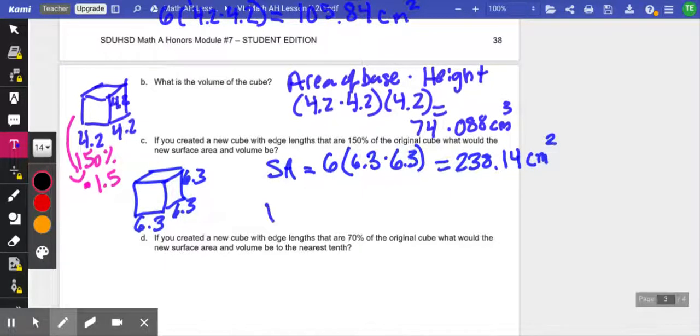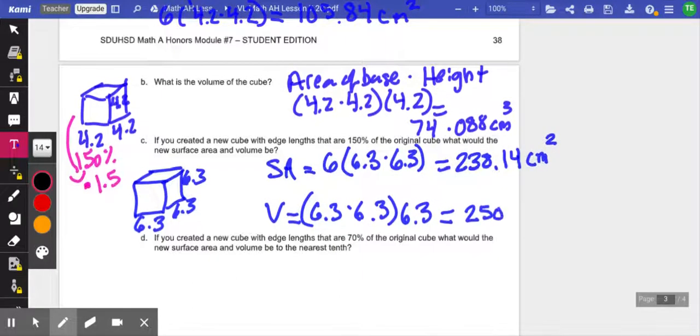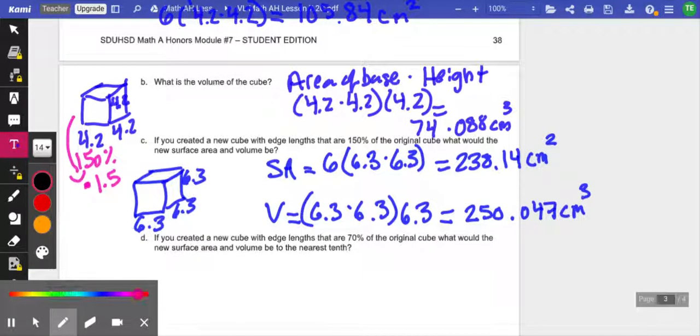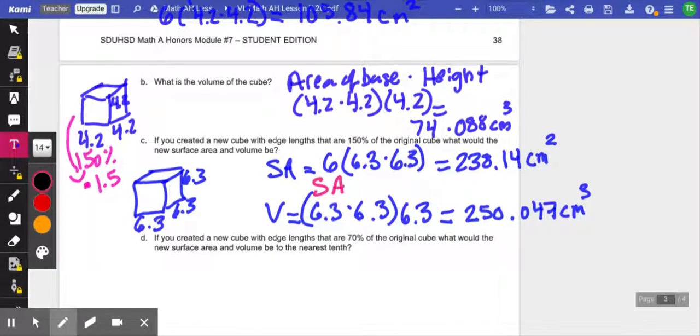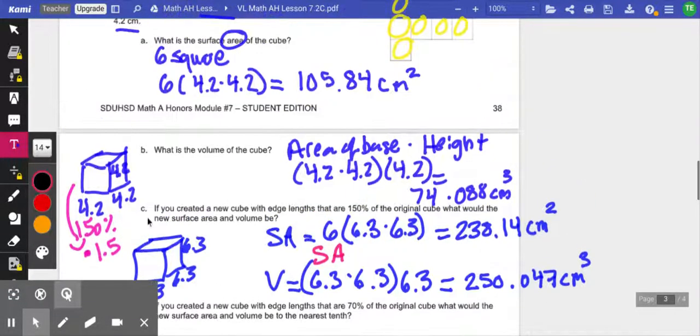For my volume, I go 6.3 times 6.3 times 6.3, the area of the base times the height. And when I do that, I get 250.047 centimeters cubed. A different way that I can do it is I could take the original surface area. So my original surface area, I have to look back at what my number was. So looking back, my original surface area was 105.84.